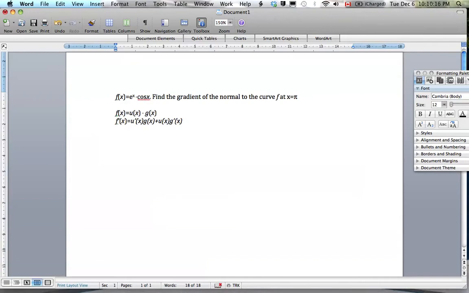So in this case, the first function would be e to the x, right? And the second one cos x. So basically you have the derivative of e to the x, which is e to the x, multiplied by cos x. And then for the second part, you have plus the first bit, e to the x, multiplied by the derivative of cosine x, which is of course negative sine x.